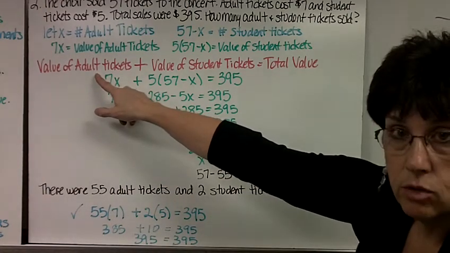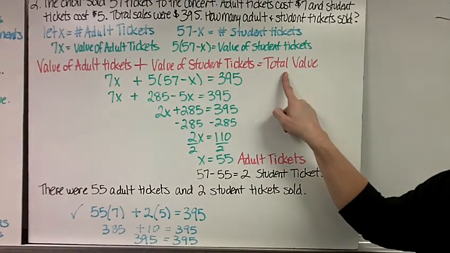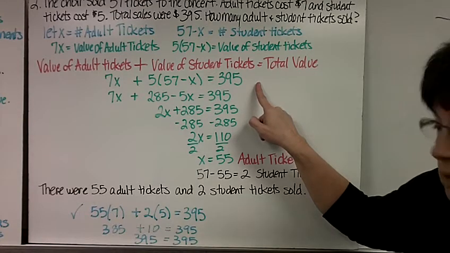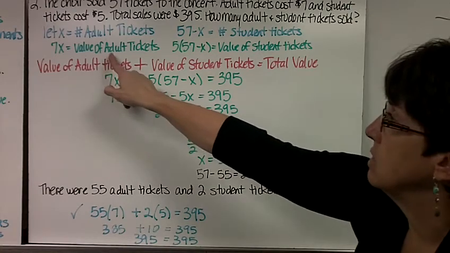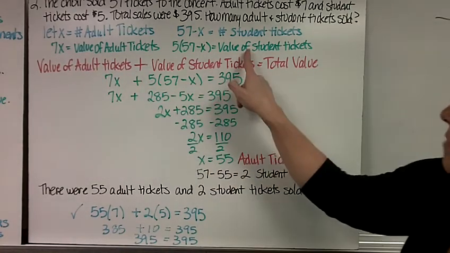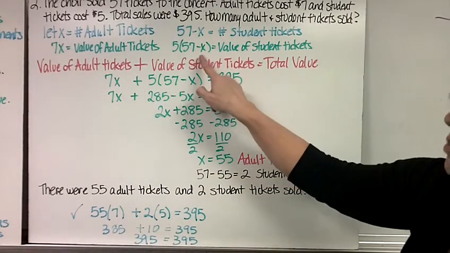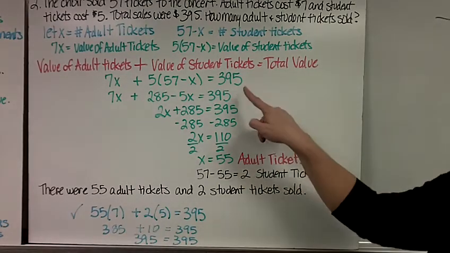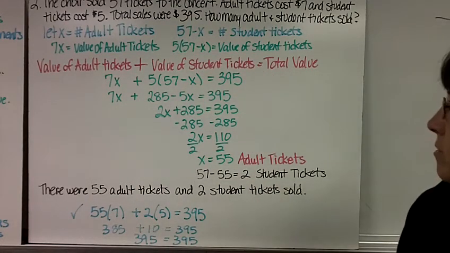It's always the value. Value of adult tickets plus value of student tickets equals total value. Now I substitute in the algebra. The algebra is on the other side of the equal sign. So value of adult tickets, 7x. Value of student tickets, 5 times the quantity of 57 minus x. Total value comes from our problem, 395.